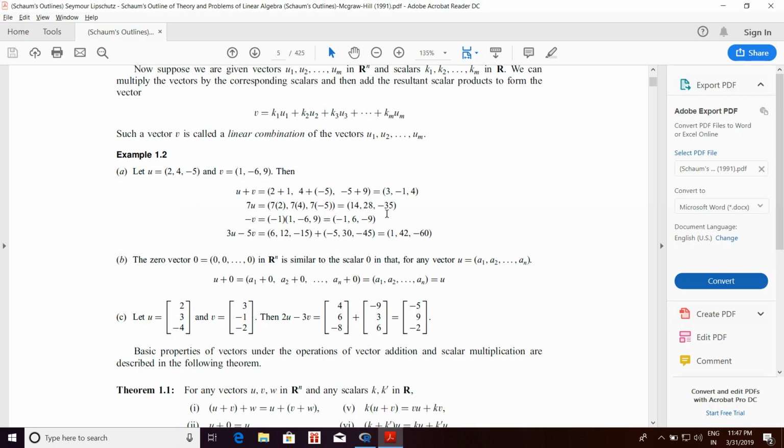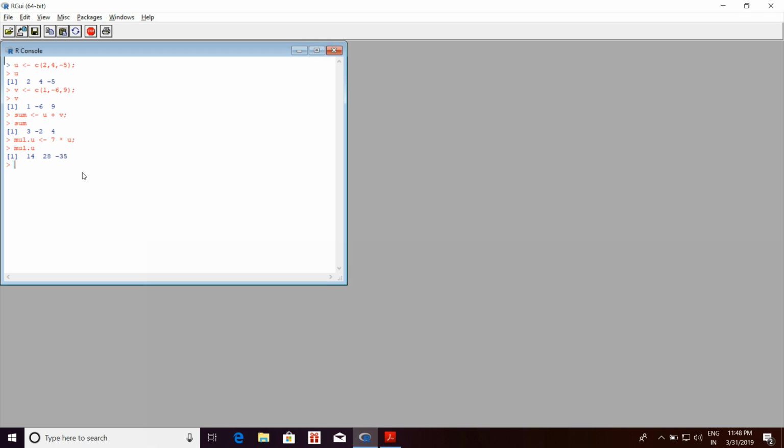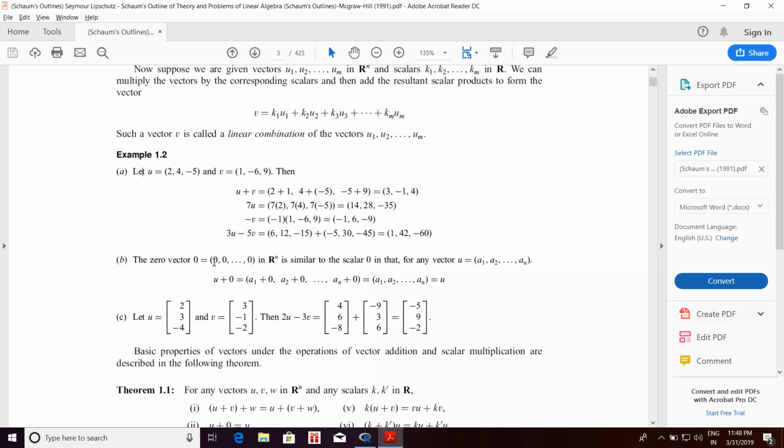So 14, 28, minus 35, minus v. Here we can do scalar multiplication of minus 1 to the vector v. So mul.v will be minus 1 multiplied by v. So mul.v will be minus 1, 6, minus 9.